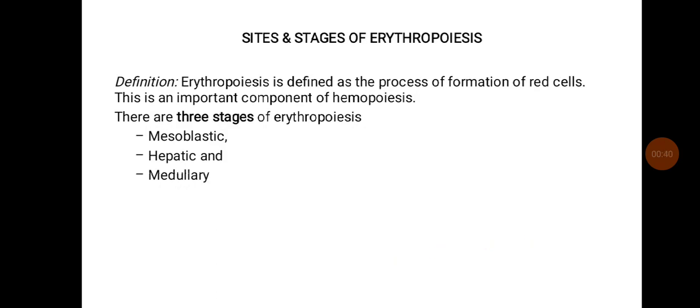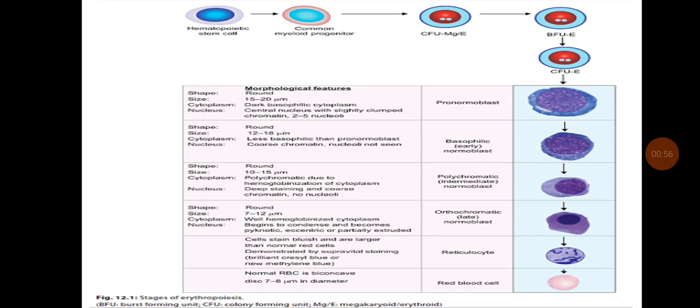Sites and stages of erythropoiesis. By definition, erythropoiesis is defined as the process of formation of red cells. So this is an important component of hemopoiesis. There are three stages of erythropoiesis: mesoblastic stage, hepatic stage, and medullary stage.